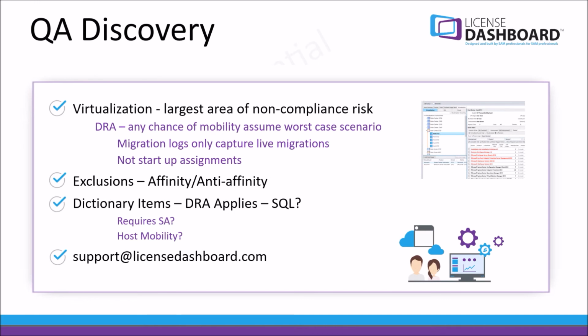Again, make sure you are fully prepared before tackling the virtual estate. From a non-compliance perspective, it represents by far the greatest area of risk. In case of any doubt, always assume the worst case scenario and work forward from there. That's what the vendor does. And by following this approach, any mitigation you do discover, such as affinity or anti-affinity, become documented within the system. And your answers are there should anyone knock on the door and pose the question, why doesn't this require a license?